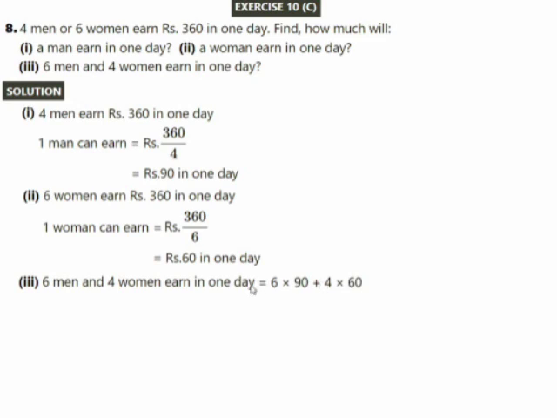Together, because we have 'and' here, they earn 6 into 90. This comes from the earning of men and this comes from the earning of women. So when you add them, you get your total earning of 6 men and 4 women in one day, which turns out to be rupees 780 in this case. So you may pause the video and note down your solution.